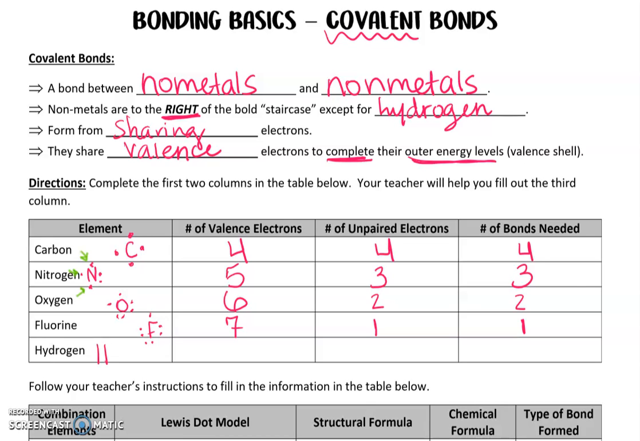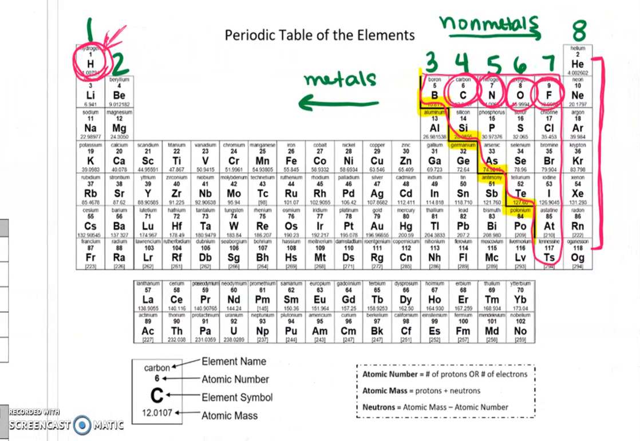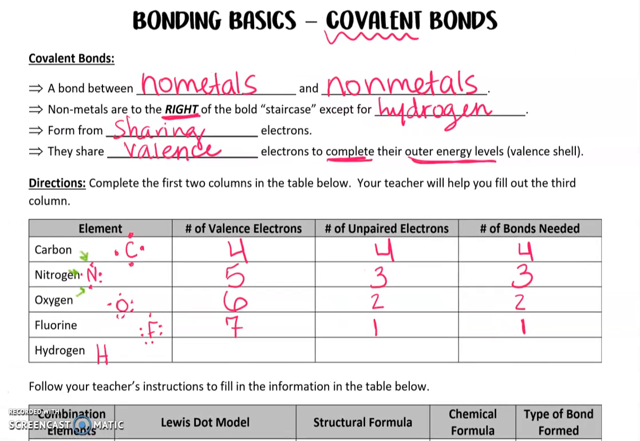And hydrogen, the exception. It's to the left of the staircase, but it is considered a nonmetal. And it has 1 valence electron since it's part of group 1. So its Lewis structure would look like that. 1 unpaired electron, so it can only make 1 bond. Now you may be wondering, well, if it wants to have 8 valence electrons to complete its outer shell, why can it only make 1 bond?